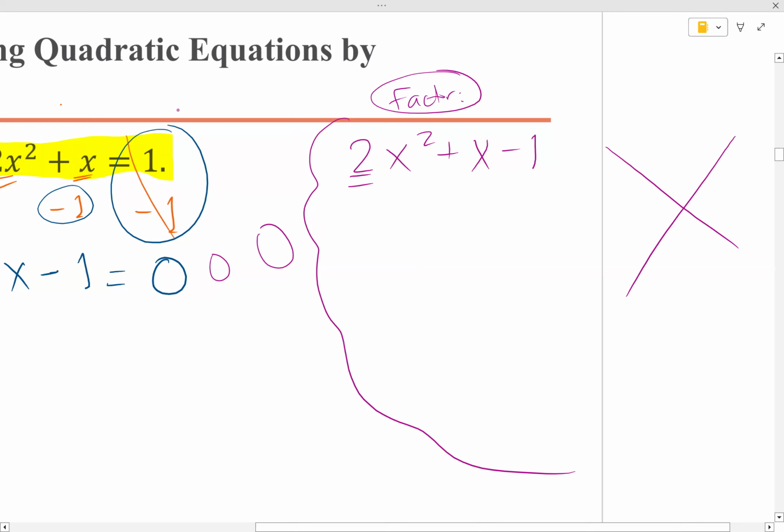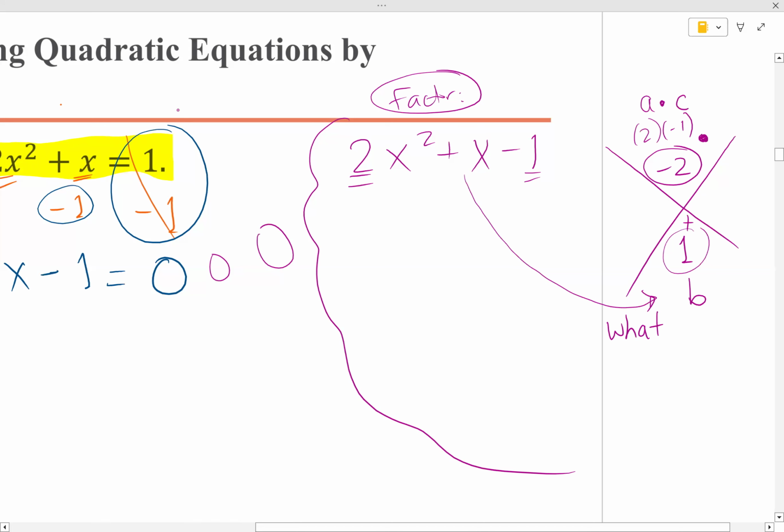If you remember, what we're supposed to do is multiply a times c, the leading coefficient multiplied by the constant. 2 times -1 makes -2. So that's the number that goes up here. And then that middle coefficient b, which is the coefficient of x, which is 1 in this case, needs to go down here. Now I'm looking for numbers that multiply to make this number at the top, ac, but add up to the number at the bottom, 1. What two numbers have product, in other words, they multiply to make -2, but sum, in other words, add to +1.